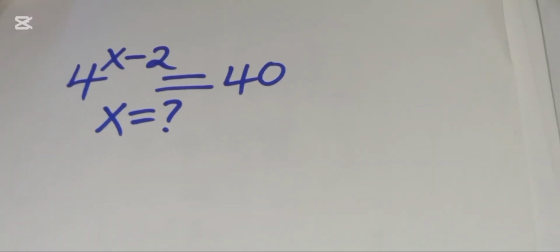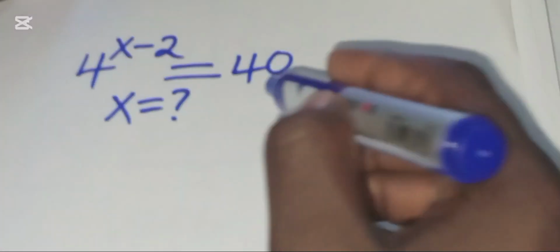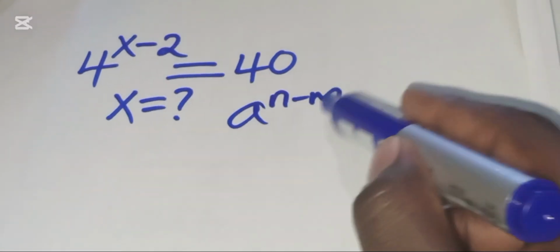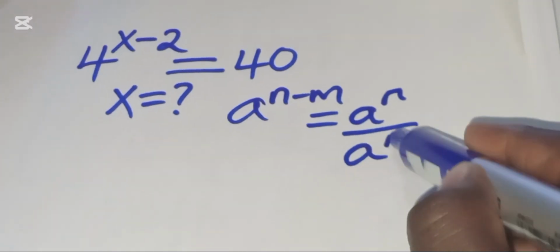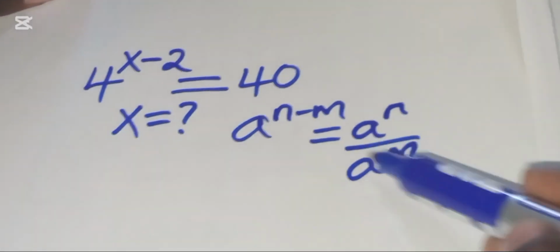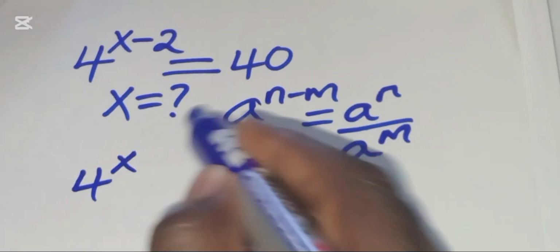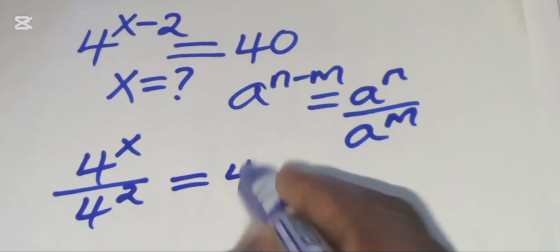Let's present a solution given this nice exponential equation: 4 raised to the power x minus 2 is equal to 40. This exponential equation is in the form of a raised to the power n minus m, which we can express as a to the power n divided by a to the power m. Applying this property, we have 4 to the power x divided by 4 to the power 2, equal to 40.